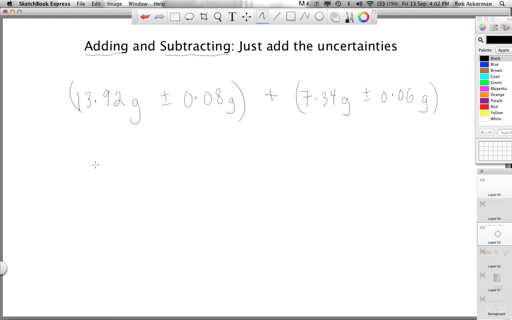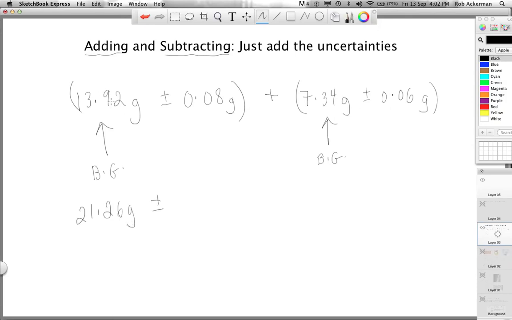How would you add these two numbers? Well, easy. First you add the two best guess portions. These are your best guesses. Adding is still adding. BG for best guess. And what does that give us? I'm going to cheat here just to save some time. I'm going to use my calculator instead of my brain. 13.92 plus 7.34. I've got 21.26 grams. But what is the uncertainty?